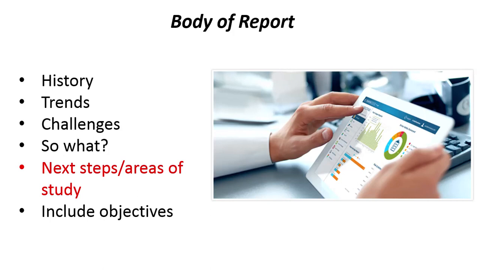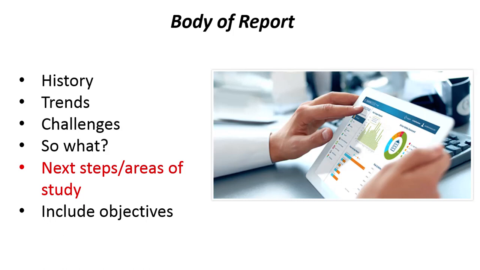The body of the report, you already have history, trends, and challenges. You might want to add some "so what" statements. Why is this important? The new component here, a very brief one page or less, is next steps, areas of study that you would recommend. Obviously, you would include the objectives in this. So the body of the report, all of this is already done, except you're going to put some thought into what are some next steps, what are some areas of further study that need to be completed.